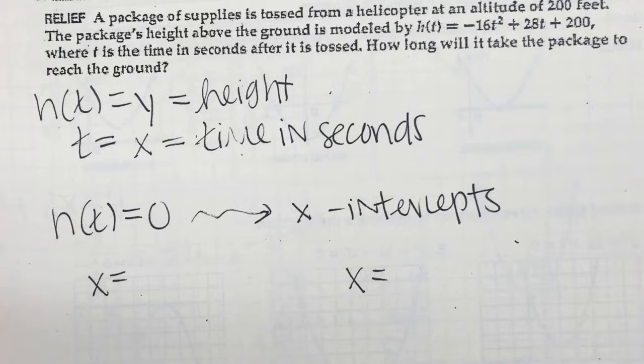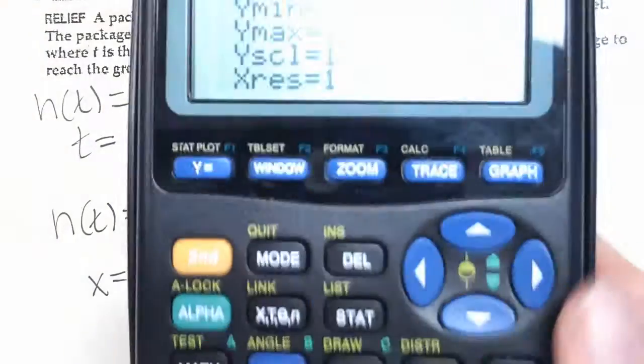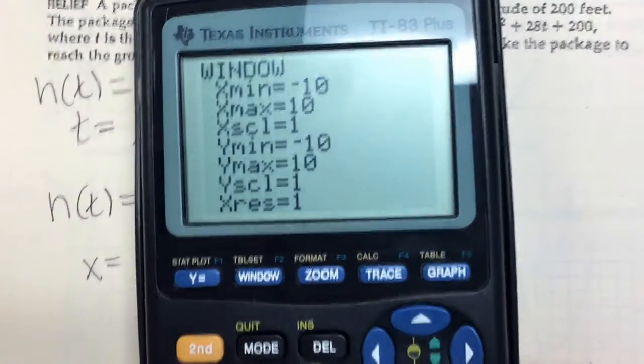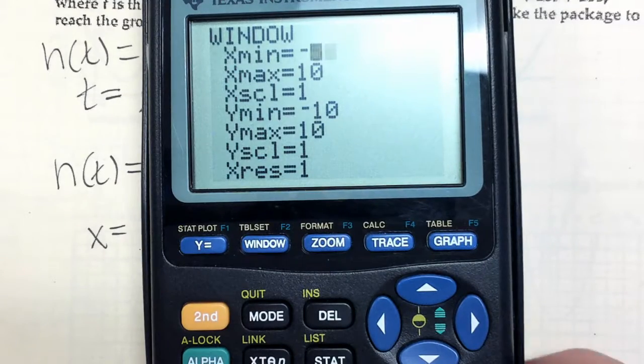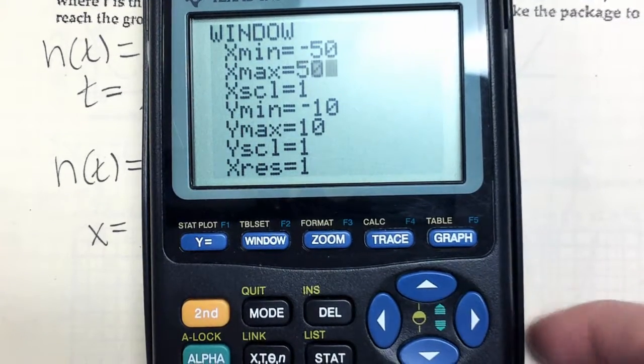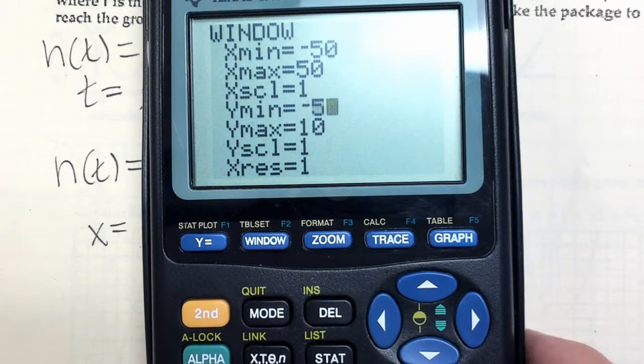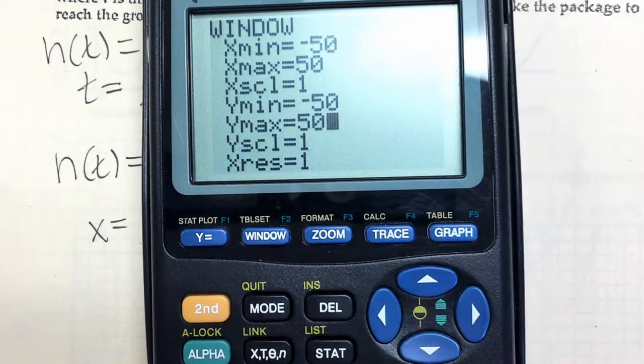Who plugged it in their calculator for the graph? Notice how it's really big? So here's what I want you to do. Fix your window. Hit the button window right here. And here's what I want you to set your window to for this problem. Go to window again. And instead of -10, write negative, let's say, 50. And write 50 here. Leave that as 1, -50 and 50. Let's see if that'll help.